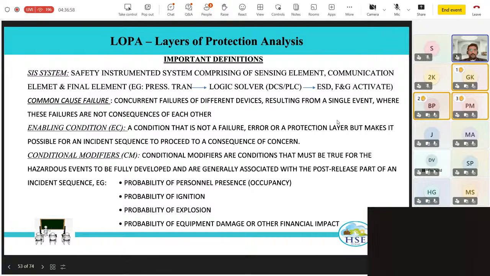Next, probability of explosion. Again, as per the fire triangle, you have a fuel, you have air, and you have an ignition.